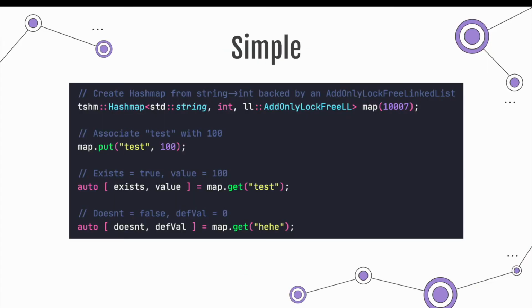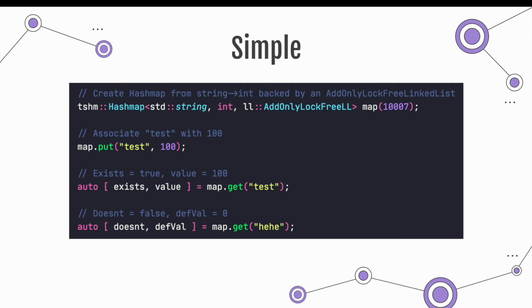Our hash map provides a simple and intuitive API, allowing the user to instantiate and query with ease. Here you can see instantiation of a hash map that maps strings to integers, backed by our add-only lock-free linked list, more on that later, with a capacity of 10,007 elements. We then associate the key test with the value 100. Finally, we provide 2 examples of lookup.